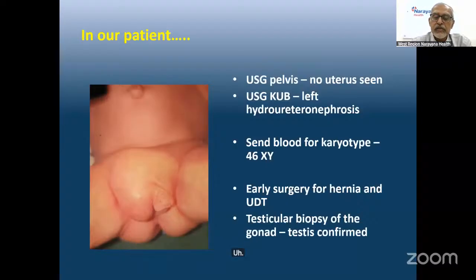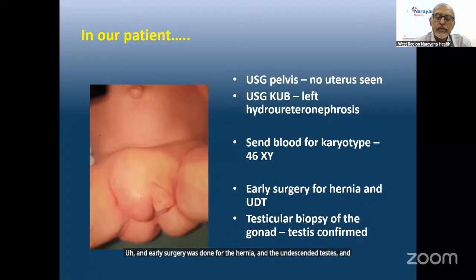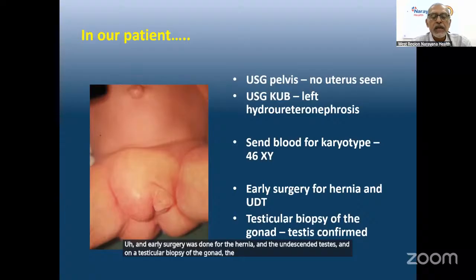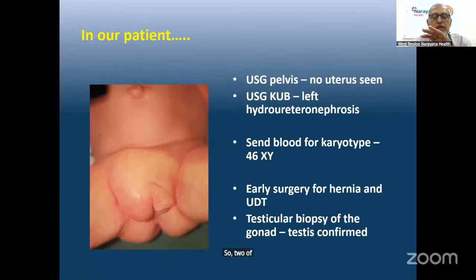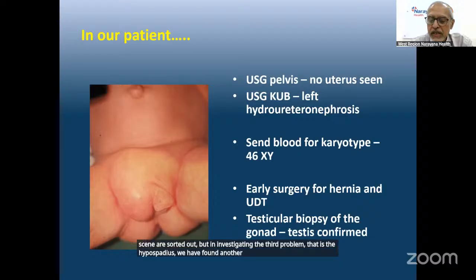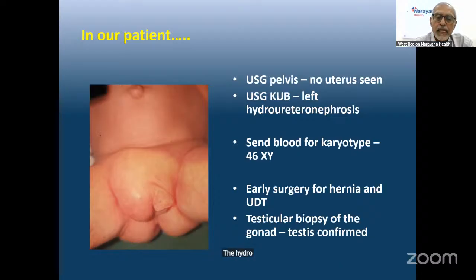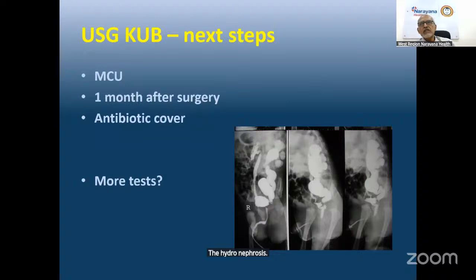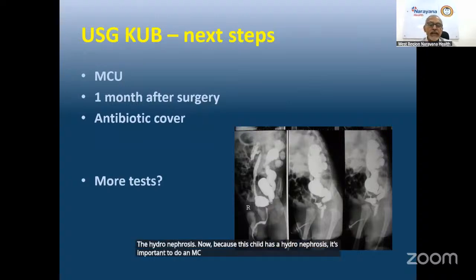An early surgery was done for the hernia and the undescended testes. And on a testicular biopsy of the gonad, the testes is confirmed. So two of the problems of the three that we have seen are sorted out. But in investigating the third problem, that is the hypospadias, we have found another problem, which is the hydroureteronephrosis. Now, because this child has a hydroureteronephrosis, it's important to do an MCU because this child may have reflux.